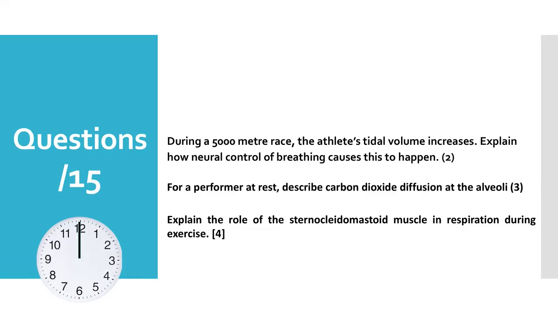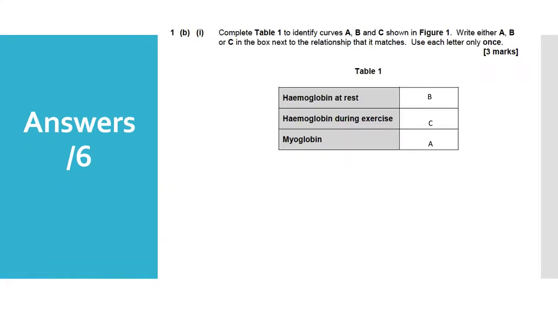Okay, right, we're ready to start trying to answer some of these questions then. So first things first, we had the graph to try and interpret. So if you have a little look at your graph, hemoglobin at rest is curve B, hemoglobin during exercise is curve C. We should have been able to identify the difference between hemoglobin at rest and exercise because we obviously know during exercise the Bohr shift is kicked off, so the curve is shifted to the right.